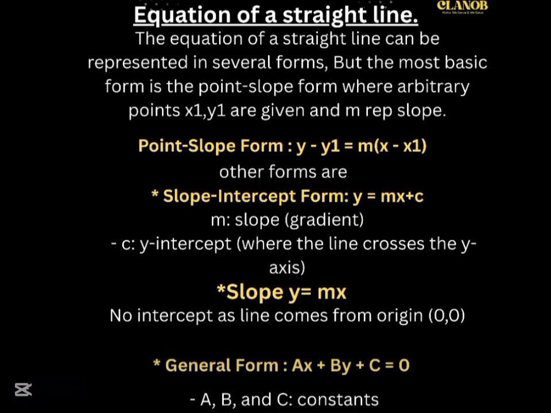The most basic form is the point slope form, where you have your arbitrary points x1, y1. So this is a point slope form where you have your y minus y1. We're going to be using this a lot, and you expect to be more conversant with this. In fact, all of them.